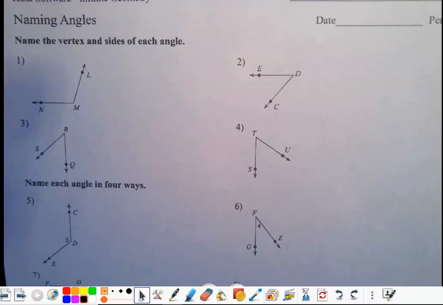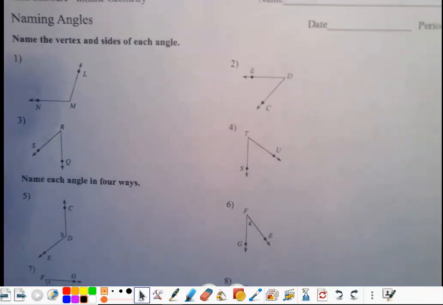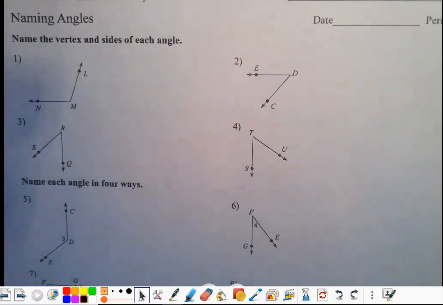Okay, so with naming the vertex and sides of each angle. Again, notation is where I see how we're notating some things. So, Justice, I want you to come up on the board and name the vertex and the sides of the angle. You can do it. And again, pay attention to your notation. How are you naming them?